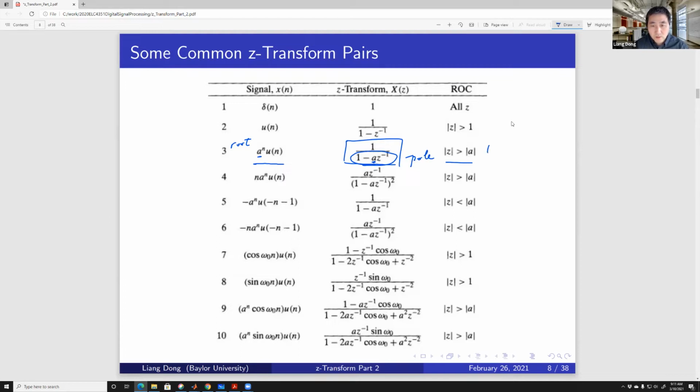Why is that? Well, 1 subtract a z to the power negative 1 equal to 0 gives us a pole. So this pole is equal to a. When z is equal to a, you plug in, a inverse times a is 1. 1 subtract 1 is 0. So yes, that's a pole. Okay, so we know that it's very simple.